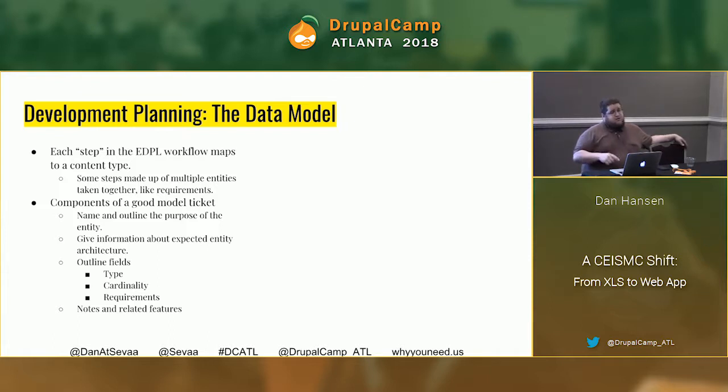I mentioned here, some steps are made up of multiple entities of a content type taken together. Requirements is a good example of that, where each requirement listed on that page is not a field on a requirements node, but is instead its own requirements node. They're just all sort of grouped together to the project in general.